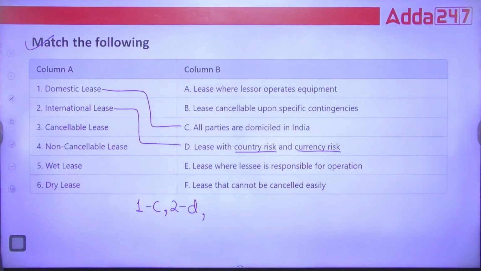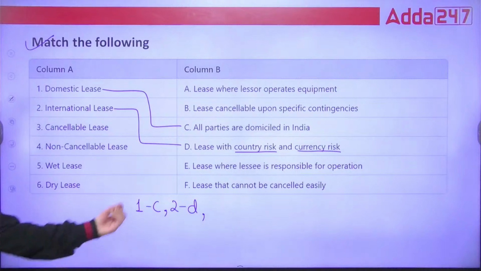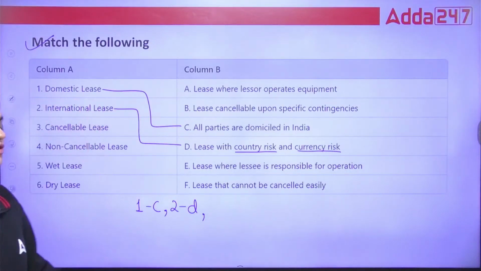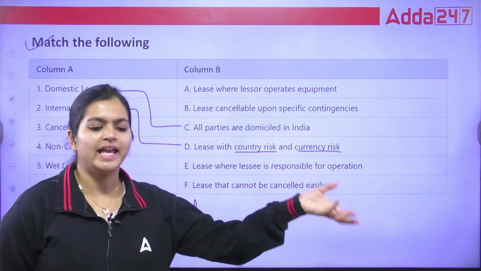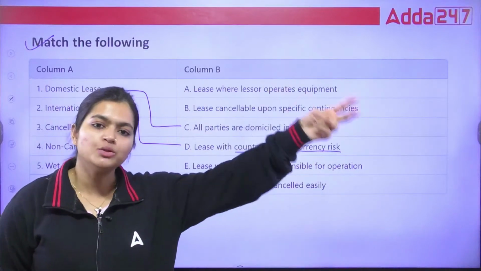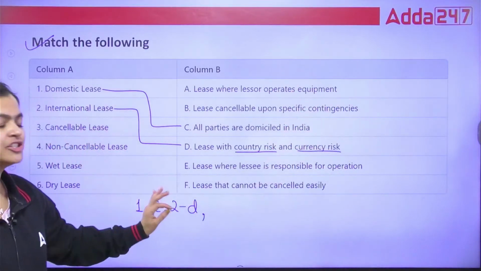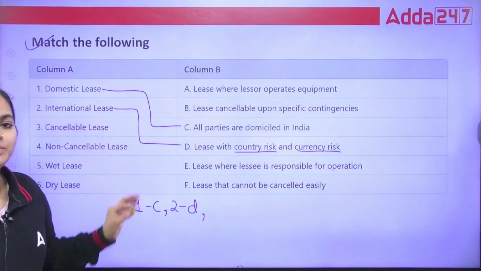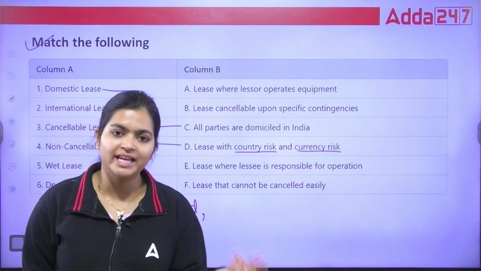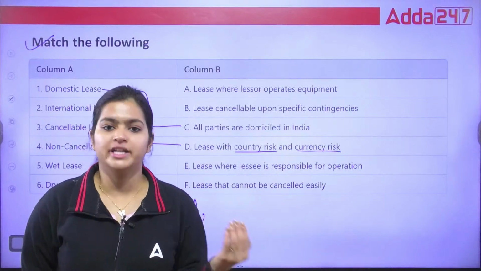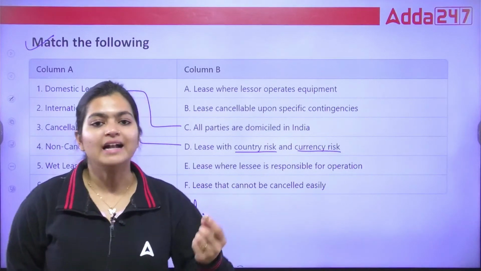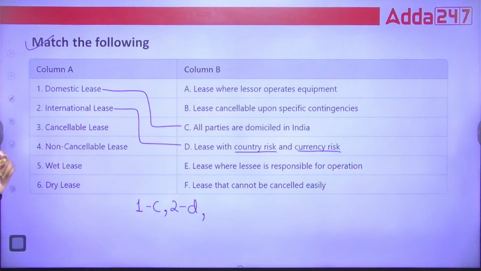Cancelable lease. Correct, second D. International lease means when you are doing transactions or taking any equipment on lease from outside India. Domestic lease means whenever you are taking any equipment on lease within the boundary of India, in your domestic country only. Tell me, what about the third one, cancelable lease?